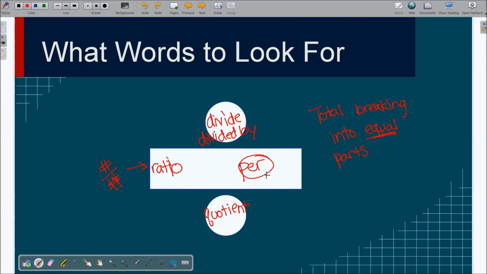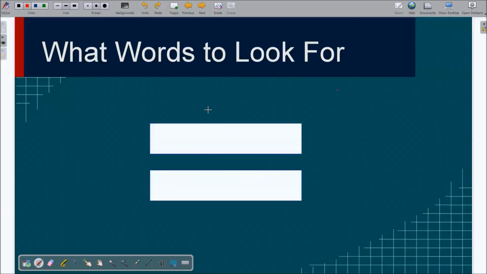In that case, you're taking your total and dividing it into equal parts. So per can be used in both situations, and that's why it's important to not just know the key words, but understand how the math is actually working. Last but certainly not least is equal sign.